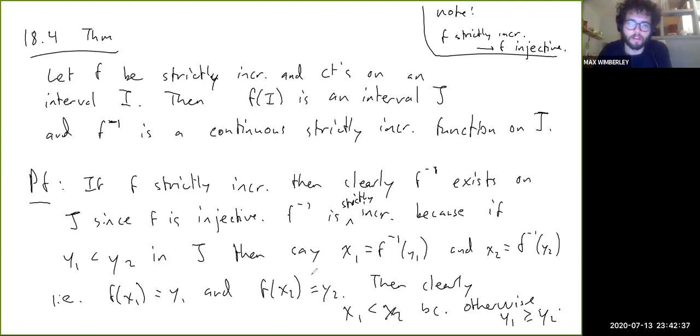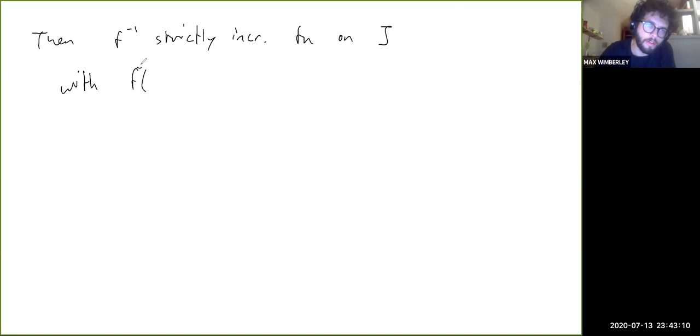So yeah, if f preserves ordering, that's another way of thinking of an increasing function, just one which preserves the order of its inputs. So if f preserves ordering going one way, then the inverse should preserve the ordering going backwards, right? That's sort of straightforward. So then what they say is, then f inverse is a strictly increasing function on J with f inverse of J equals I, where I is an interval.